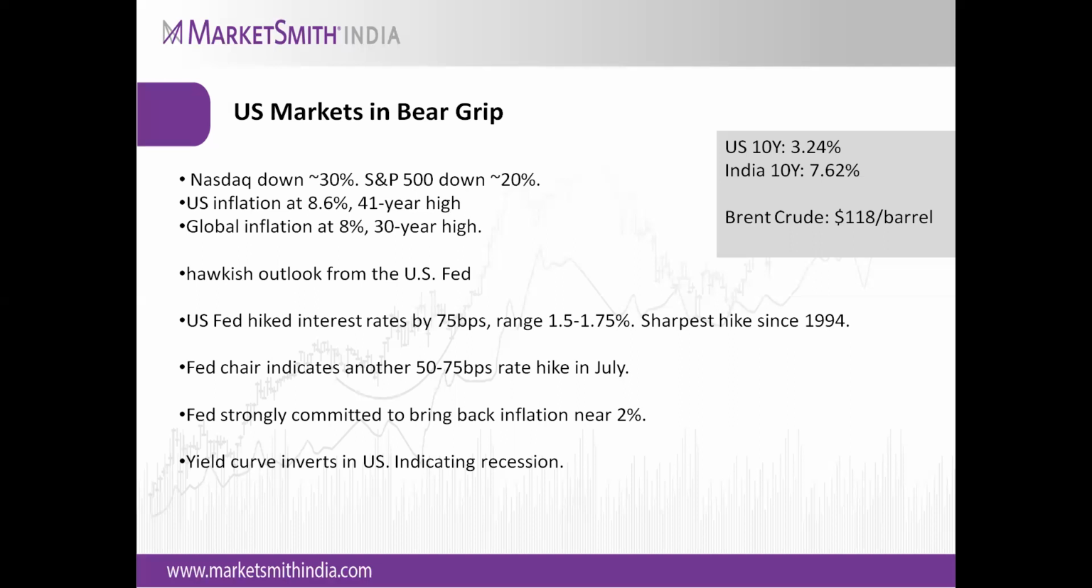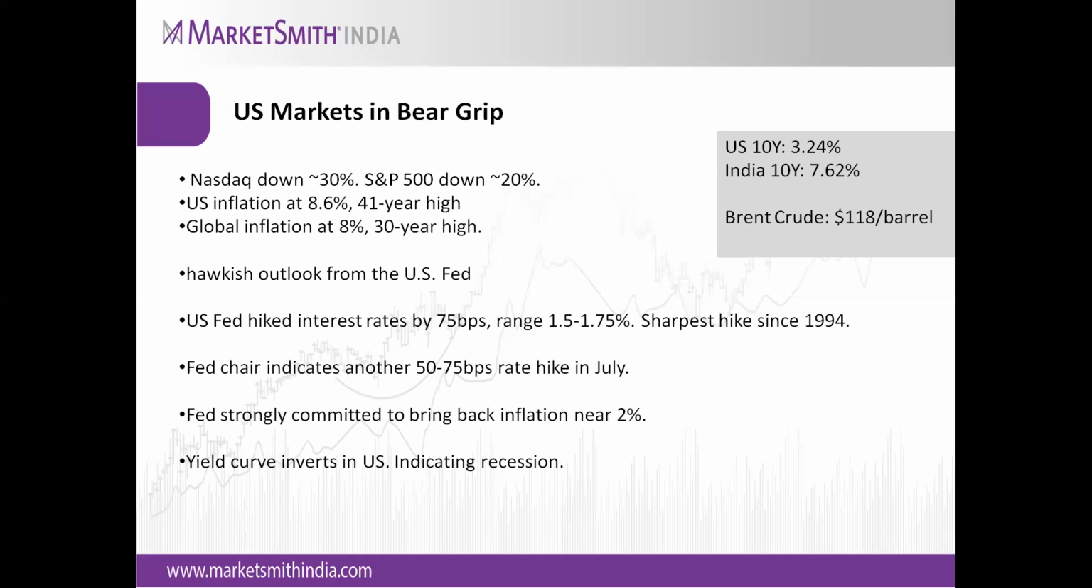During the recent Fed meeting, the Fed gave an outlook on the US economy. Mostly it is a hawkish outlook because they have hiked interest rates by 75 bps to take the benchmark interest rates to a range of 1.5% to 1.75%. This is the sharpest rate hike since 1994. Even during the global financial crisis, they did not do such rate hikes, indicating the strong sell-off in the markets.